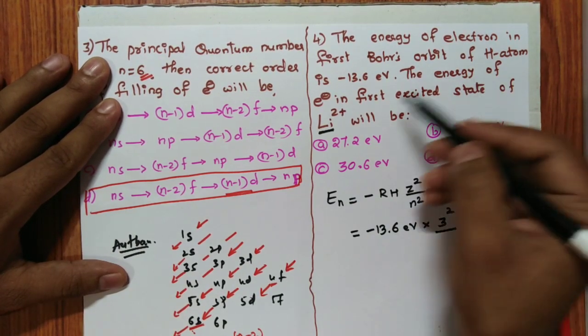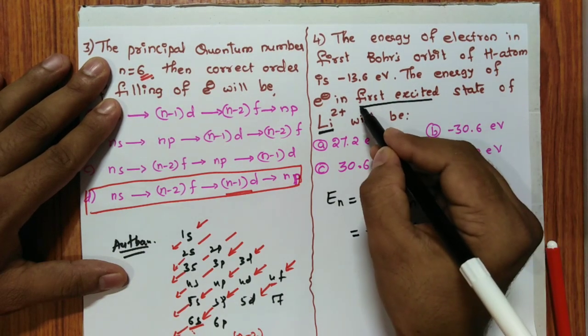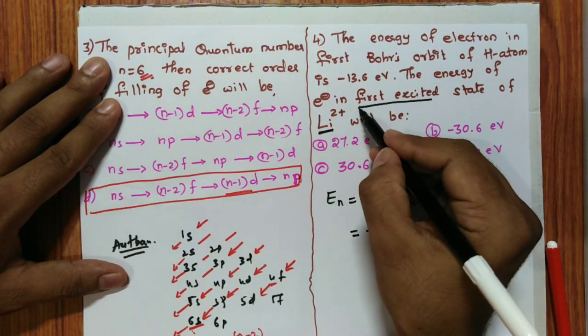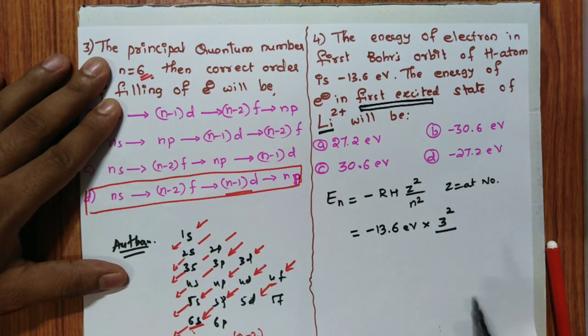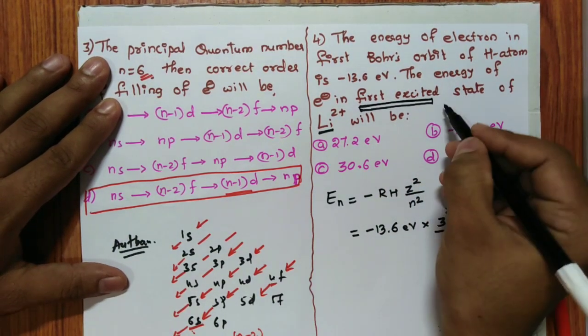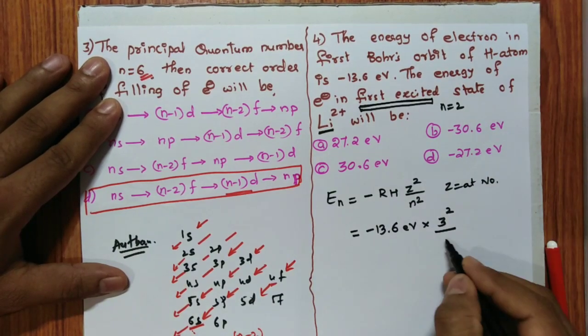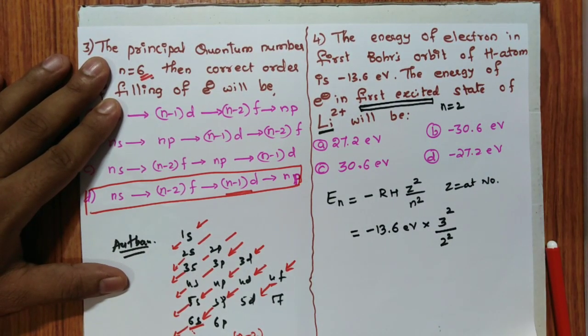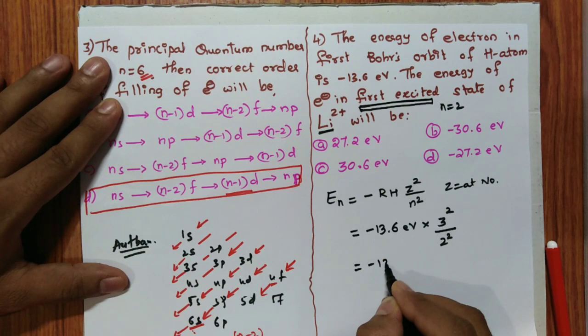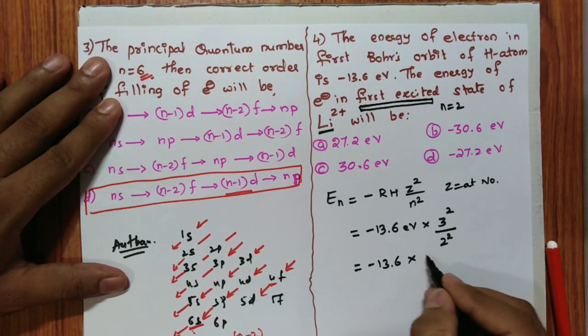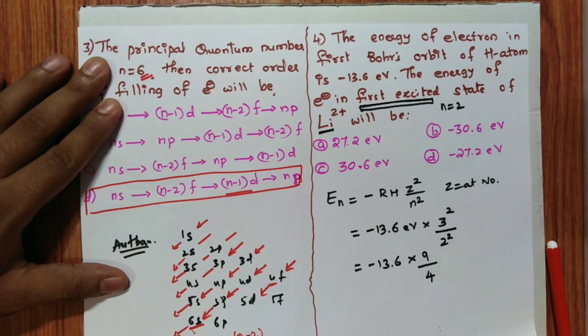They are asking for the energy of the first excited state. Whatever first excited state is given, the mistake we make is here only. We will take first excited state as n equal to 1, but remember, first excited state is n equal to 2 here. So 2 square. Right? So you are going to get minus 13.6 into 9 divided by 4.